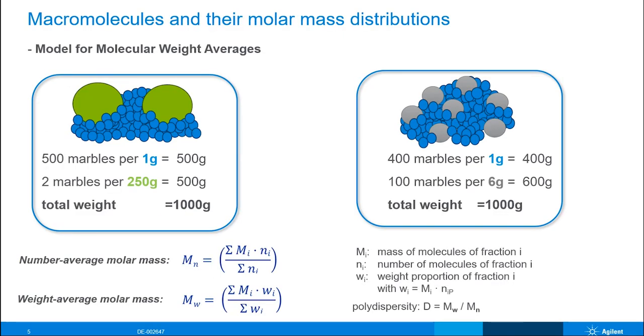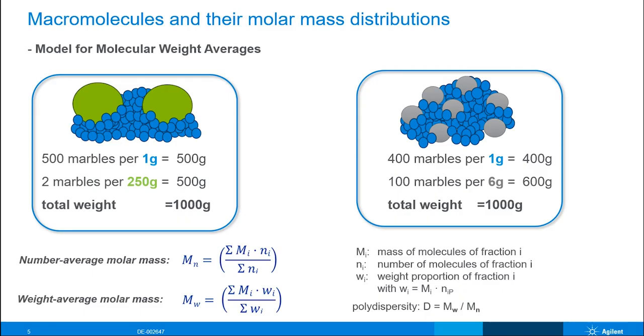We have the statistical distribution. We need a way to describe what different properties on these materials are. And this is where we see things like the number average molar mass and the weight average molar mass. So what we're going to do is walk through a couple example calculations of both this Mn and this Mw using these two piles of marbles up above.